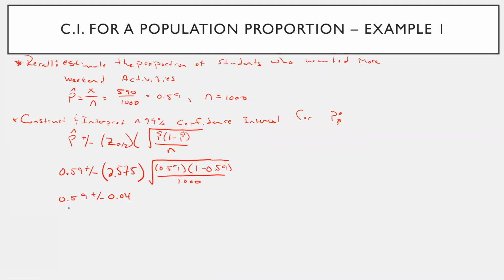So the lower bound of the confidence interval is 0.59 minus 0.04, which is 0.55. And then the upper bound is 0.59 plus 0.04, which gets you 0.63. So all I've done now is construct it. Now let me provide you the interpretation of this.